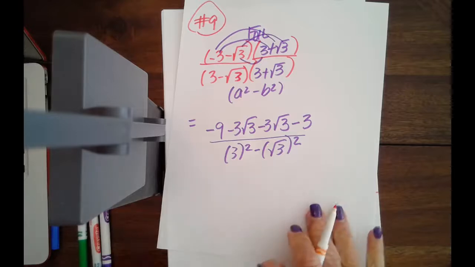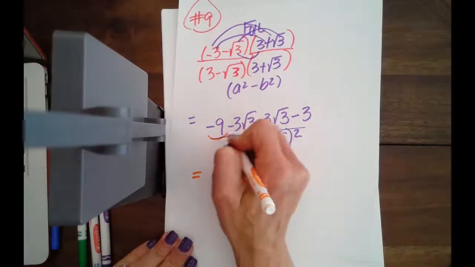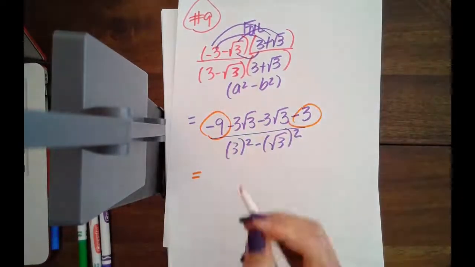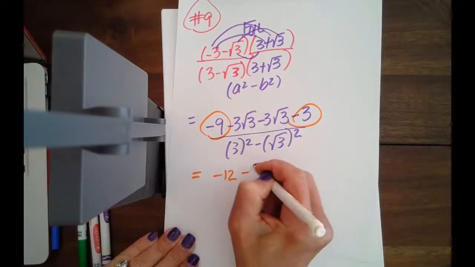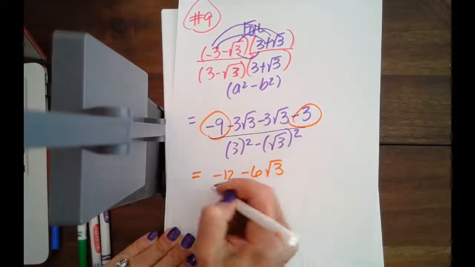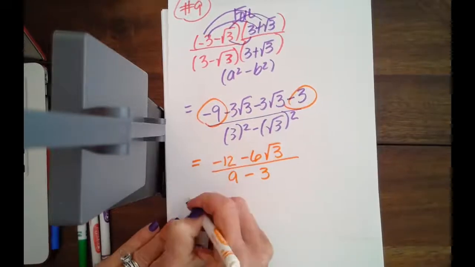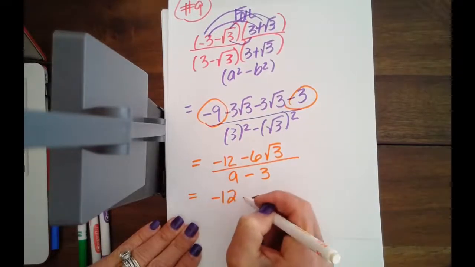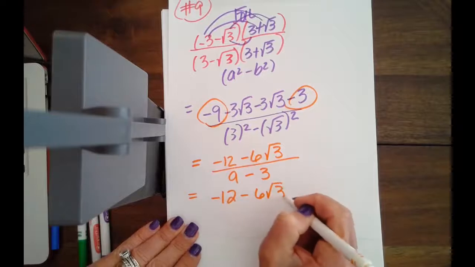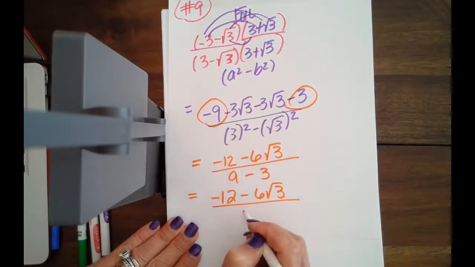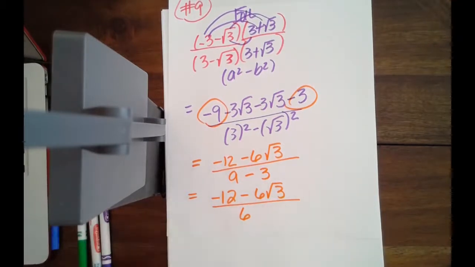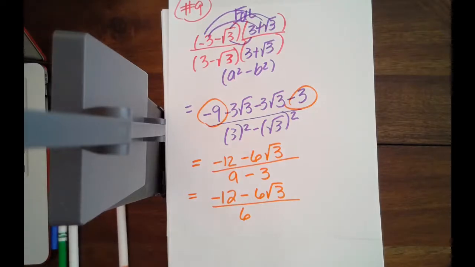Okay, so in this case, upstairs, it looks like we have negative 12 minus 6 radical 3 over 9 minus 3. So that's going to be negative 12 minus 6 radical 3, over positive 6. And then we are simply going to simplify this.